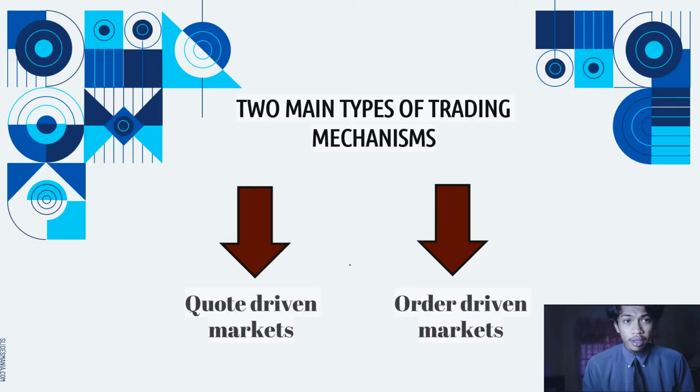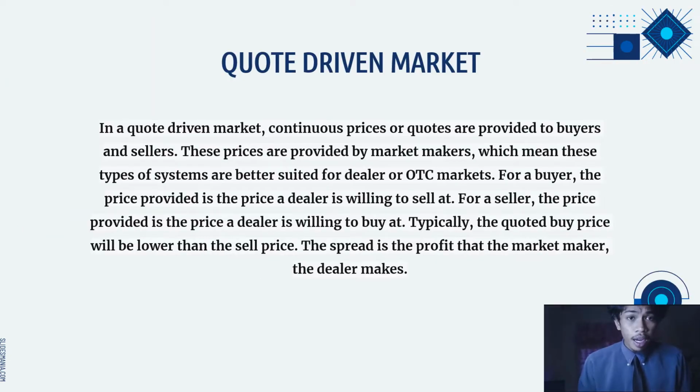The next one, we go to the types of trading mechanism. Basically, there are two main types of trading mechanism. The first one is the quote-driven market, and the second one is the order-driven market. First, I will present about the quote-driven market.